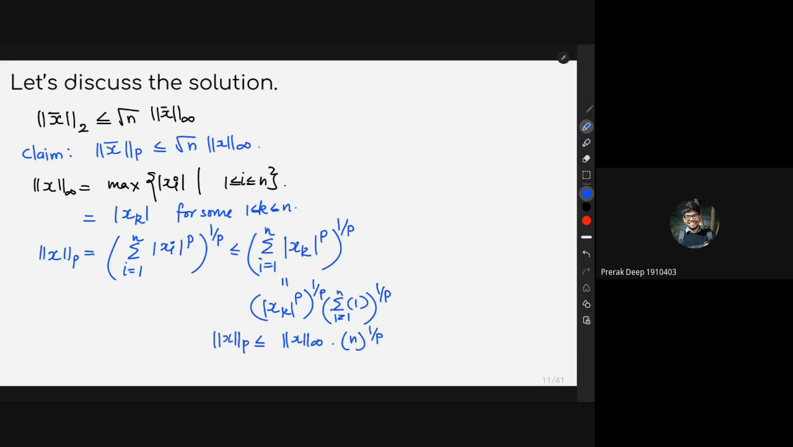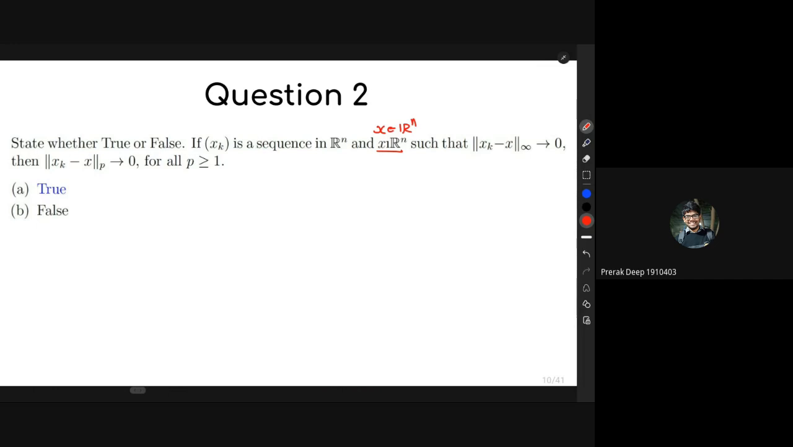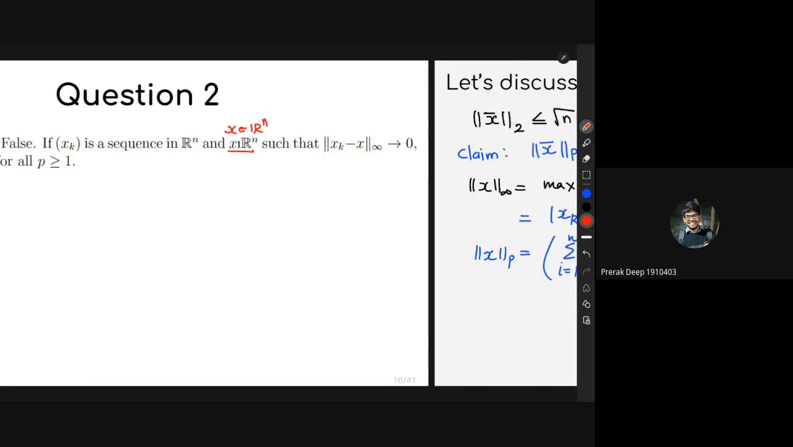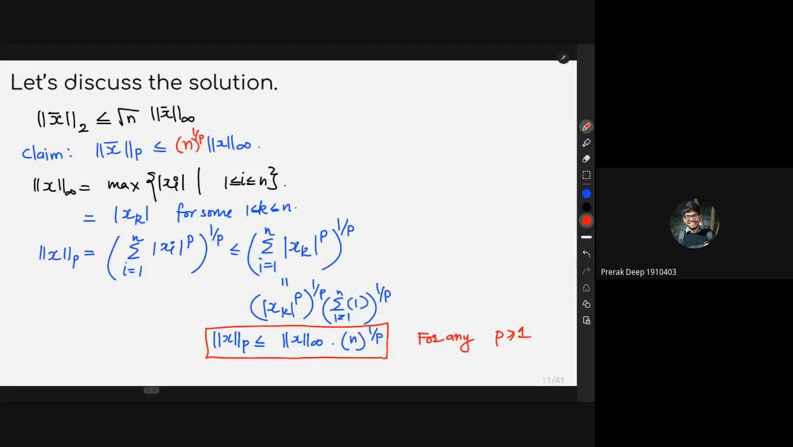So you will have this relation for any p greater than or equal to 1. In the claim I made a mistake. It is not the square root of n, it is the pth root of n. Everything else is fine. So now the idea is to use this bound relation between the pth norm and the supremum norm to solve this question. Is this fine?